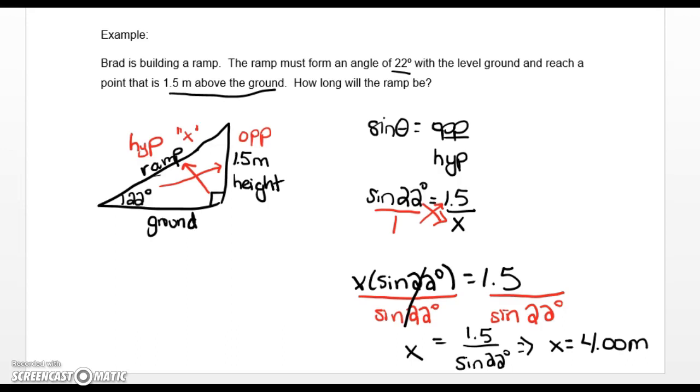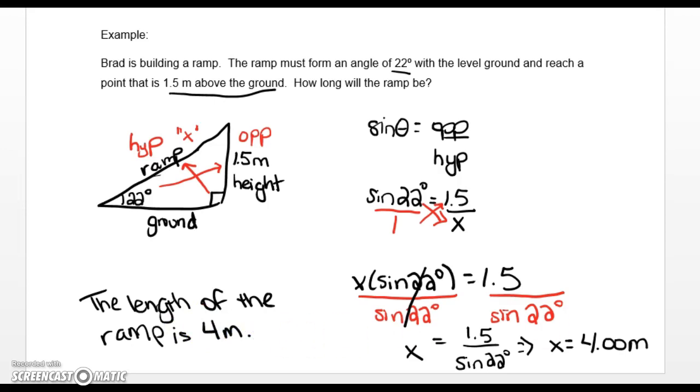Just to fully answer this question, remember this was a word problem, so we need to answer it with a sentence. We could say the length of the ramp is 4 meters.